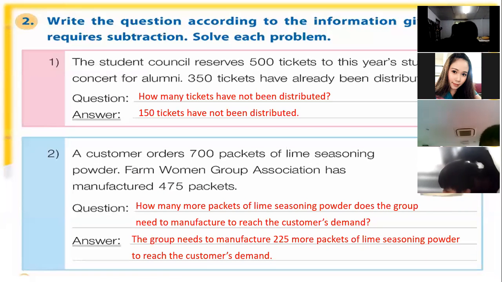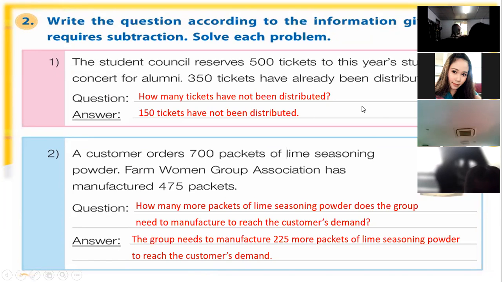And then we perform the subtraction. From 700 we subtract 475. So that means 225 more packets of lamb seasoning the manufacturing group requires to reach the customer demand.